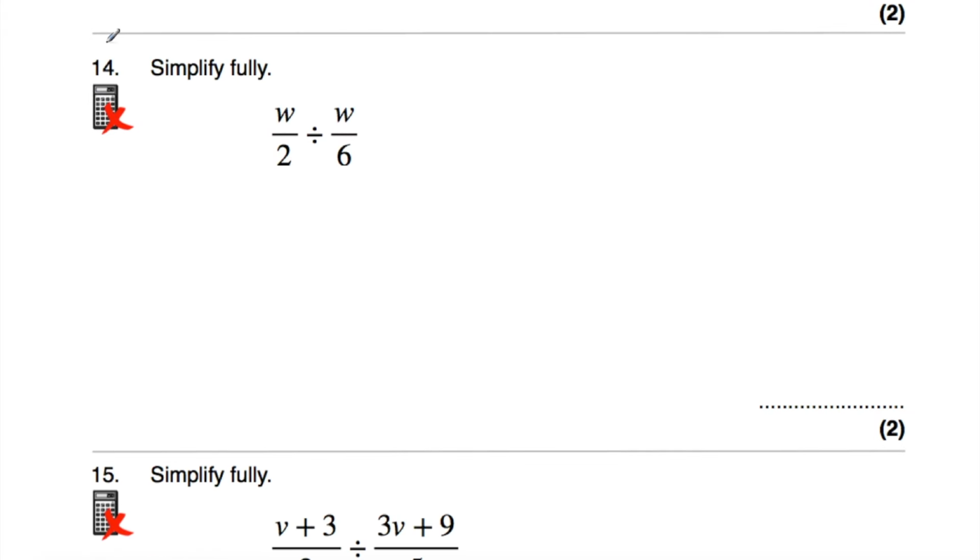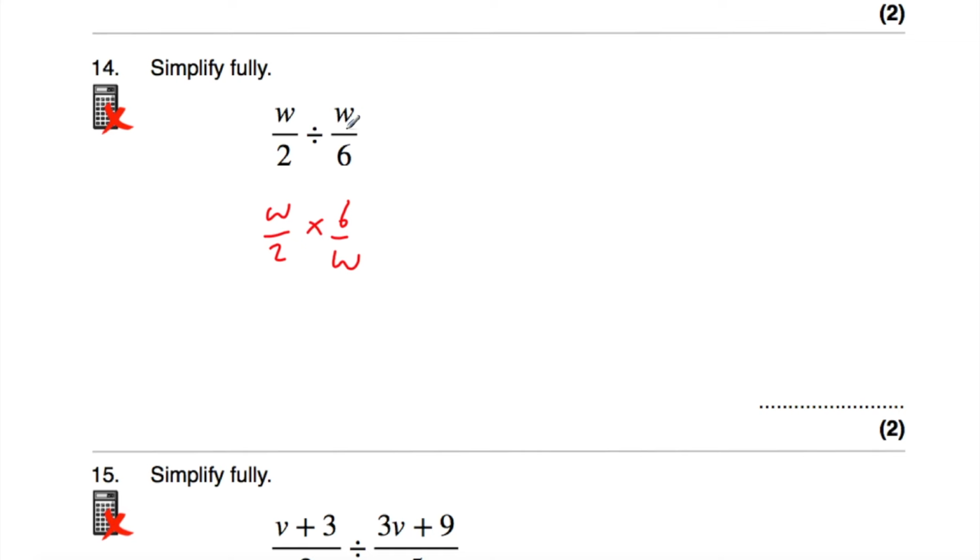Okay, let's have a look at our next question, question number 14. It says, simplify fully w over 2 divided by w over 6. So remember, whenever we're dividing fractions, we multiply by the reciprocal of the fraction we're dividing by. So we're going to write w over 2, and instead of divide, we're going to write multiply, and then we're going to find the reciprocal of the fraction we're dividing by, which would be 6 over w.